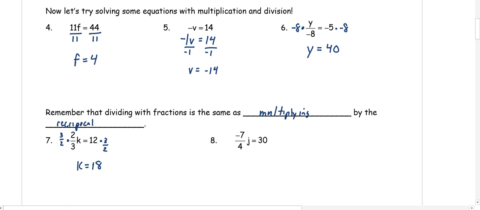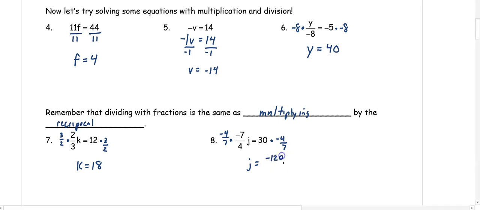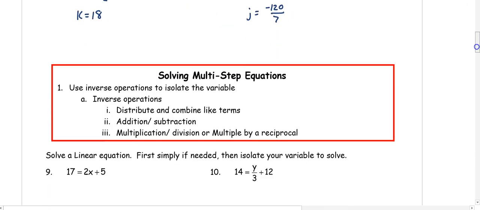Number 7. There's a fraction, so I need to multiply by the reciprocal, negative 4/7. So j equals, in my calculator, 30 times parentheses negative 4 divided by 7. In this case, I get a decimal. Do not write your decimal answer. Instead, hit math, enter, enter. So our fraction is negative 120/7. So let's start getting into harder problems.